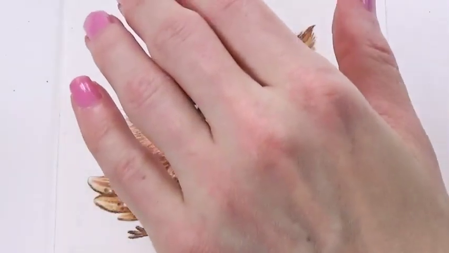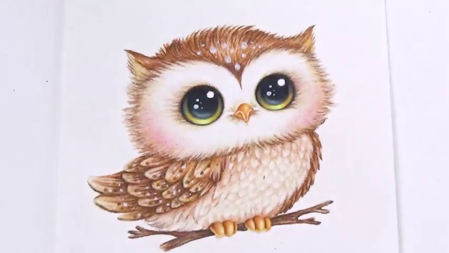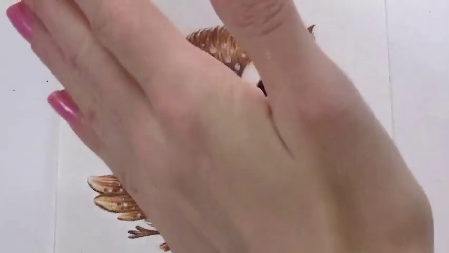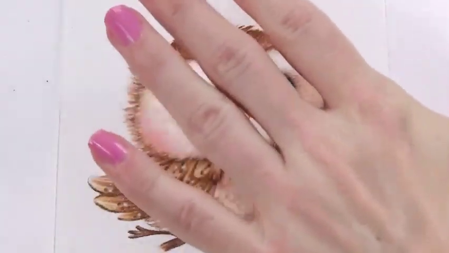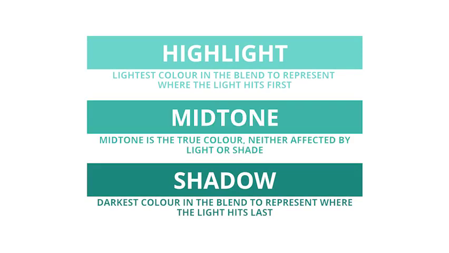These raised parts will be hit by any light rays first and will make them appear lighter and brighter, and we call these highlights. The opposite of this is parts of the object that are curving or slanting away from the light. As these are further back, they're darker and are called shadows. Now between highlight and shadow, we have the midtone, and this is considered the true color of the object.